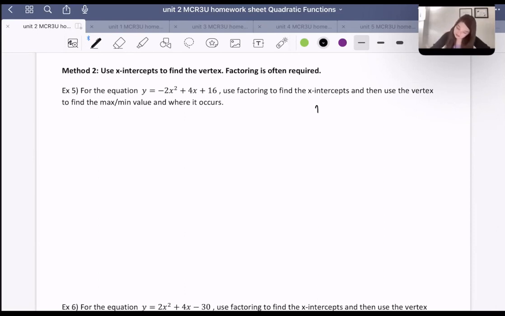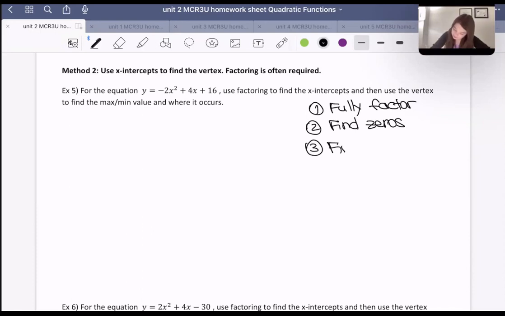So for questions like this, step one is to fully factor. Step two is to find the zeros, and this would be using the zero product property. In the very first video ever in the series, we talk about using the zero product property. So if you're not familiar with that, go check that out. Number three, after we find the zeros, is to find the average of the zeros. So find H, right, which is the average of the zeros.